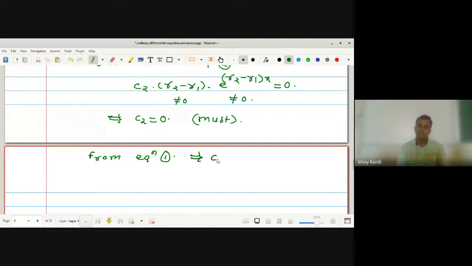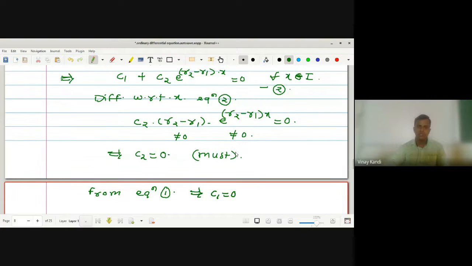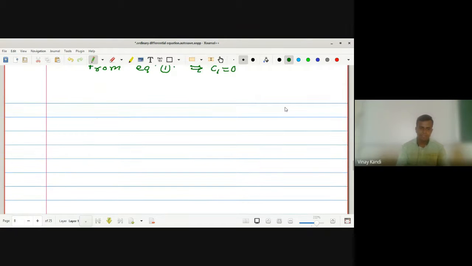Now, putting C2 equal to 0, C1 is also 0. Thus phi 1 and phi 2 are linearly independent for any interval I. Any doubt? Now, the second case.